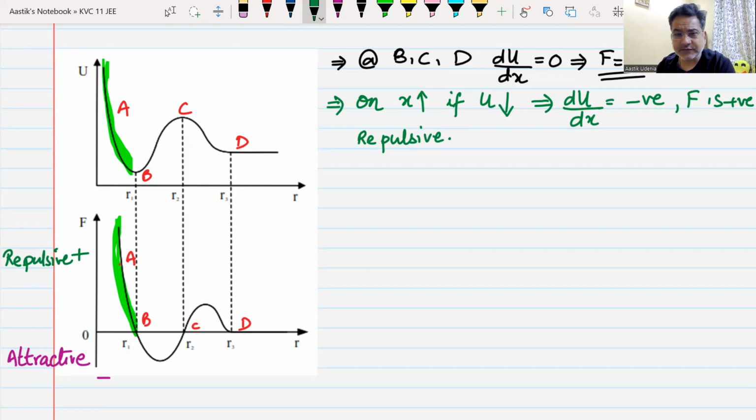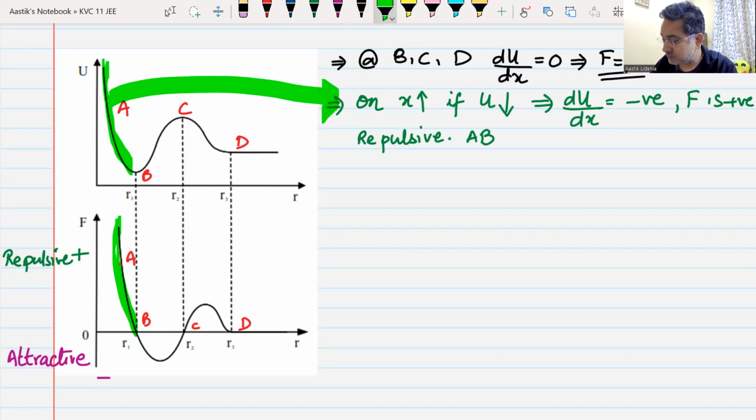The slope of the graph is negative. In which region do we see this? Where? Okay, in the region AB, you can see when x increases, U decreases, and therefore in the green region, the force is repulsive. There is one more region in which the force is repulsive.